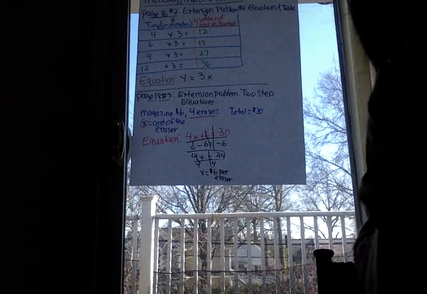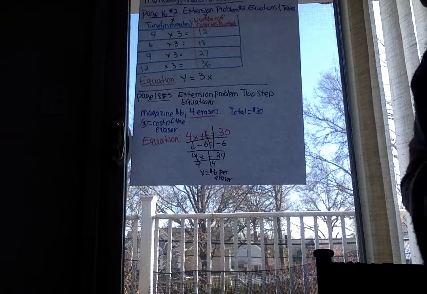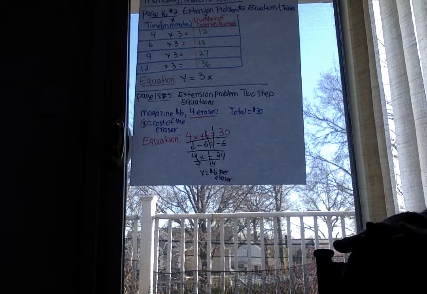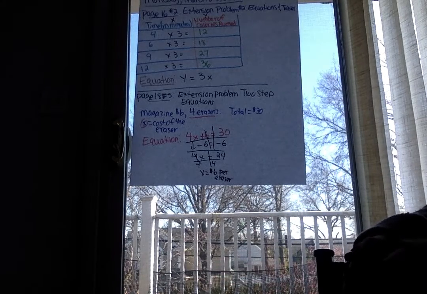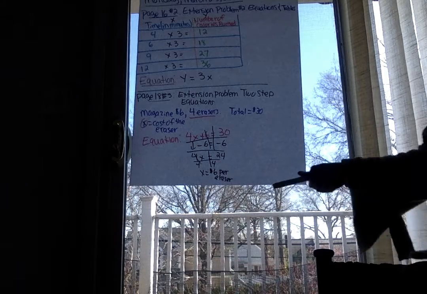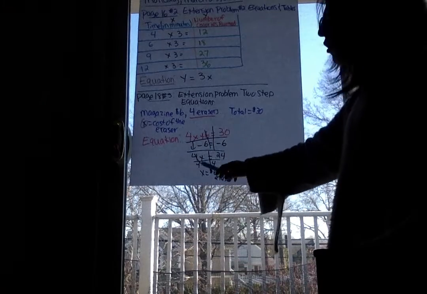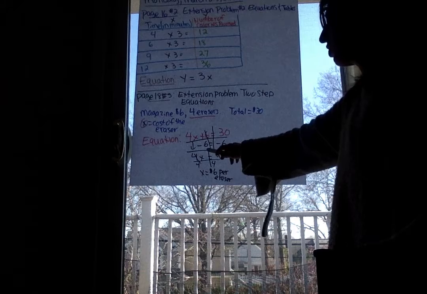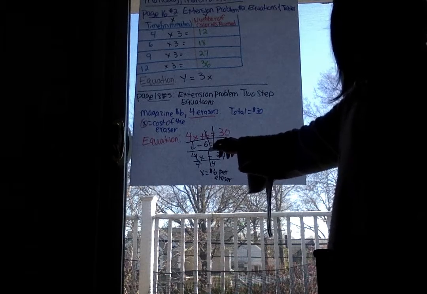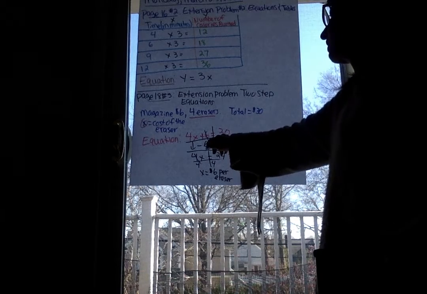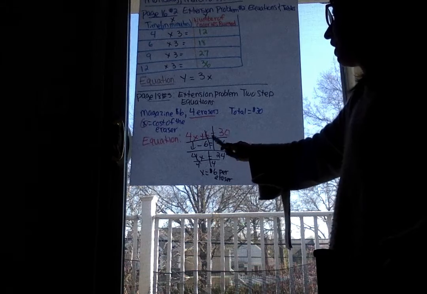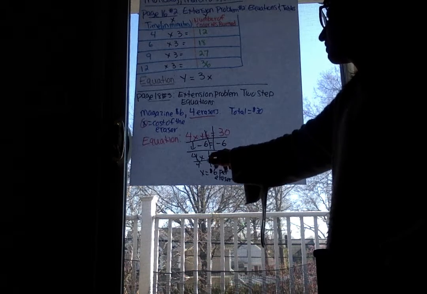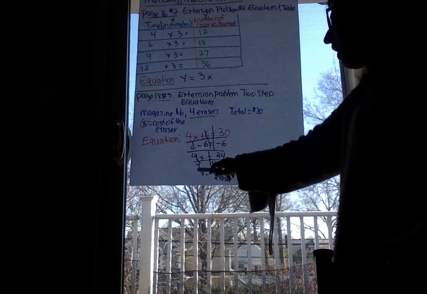So again, it's 4X because it's 4 times the number of erasers plus 6, which is equal to 30. I now have to get X alone, so I have to do the inverse of addition, which is subtraction. So I got to subtract 6 on both sides. If I subtract 6 on the left, I subtract 6 on the right. Therefore, I now get 4X is equal to 24, and I have to divide by 4.